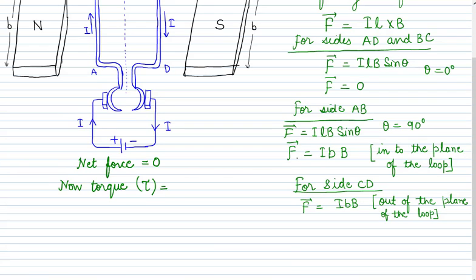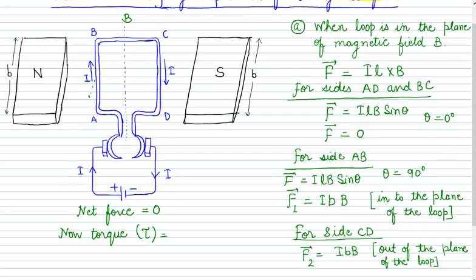In order to write the torque, we have to differentiate between these two forces. The force on side AB we can write as F1, and the force on side CD we can write as F2. These are the two forces in opposite directions. This force F1 is acting downward like this, and on side CD this force F2 will be acting out of this plane. So F2 will be going outward.